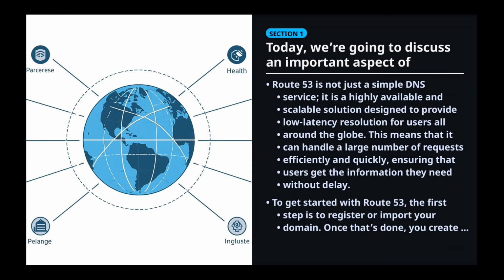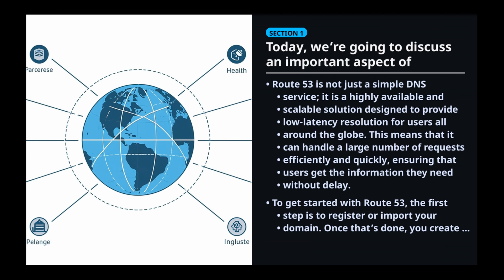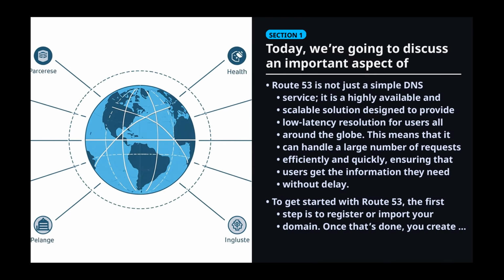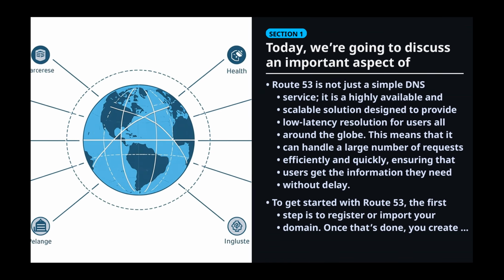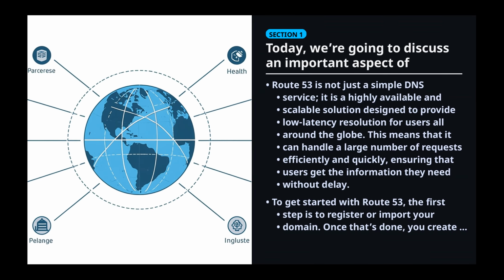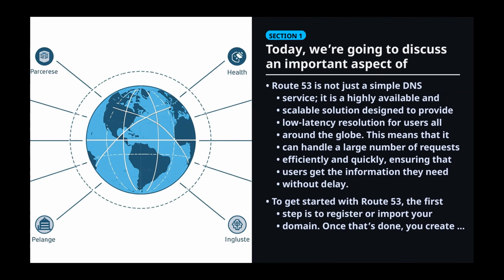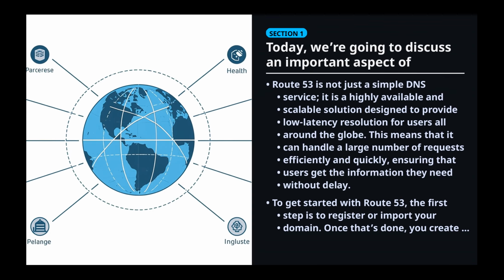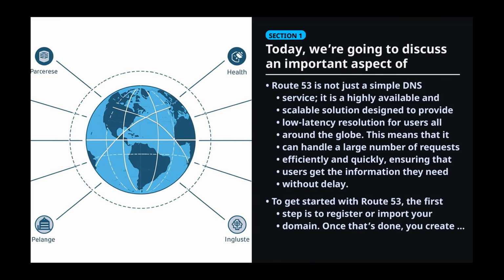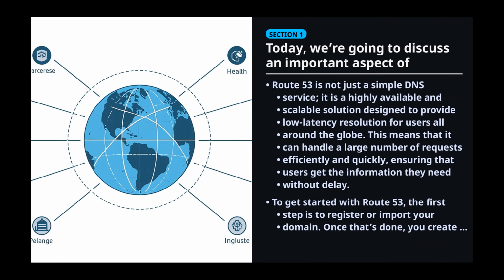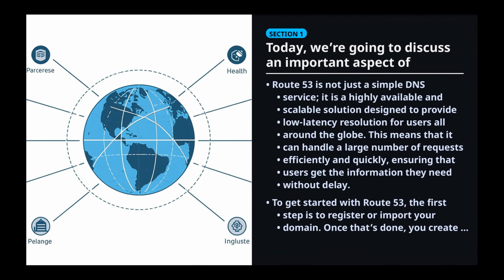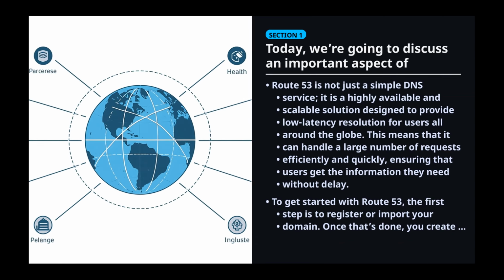Once that's done, you create hosted zones, which are like containers for your DNS records. After setting up the hosted zones, you define record sets that tell Route 53 how to respond to queries about your domain. In summary, understanding the full capabilities of Route 53, beyond just basic DNS, is crucial for effective use. By following the steps of registering a domain, creating hosted zones, and defining record sets, you can leverage its powerful features.